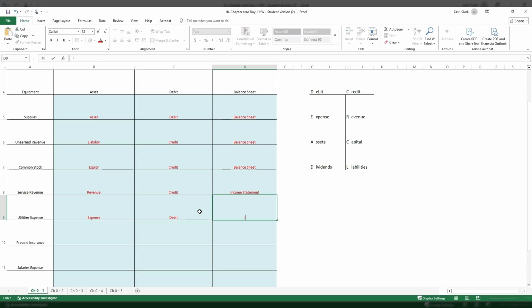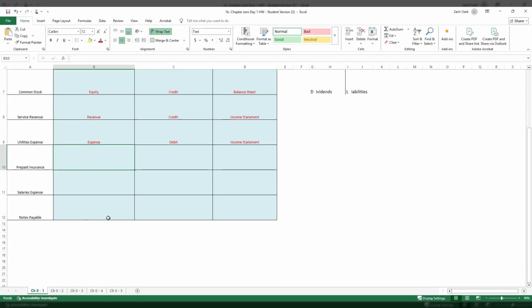Okay, and then as I mentioned before, our income statement will basically have all of our revenues minus expenses equaling net income. So we're going to find that utilities expense on our income statement. Now let's contrast that with prepaid insurance.